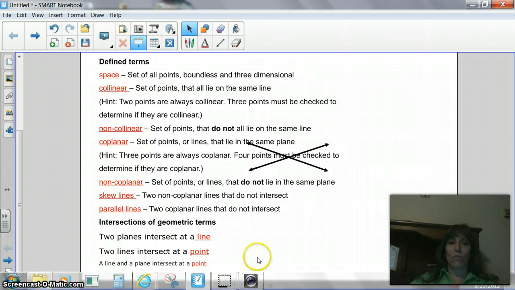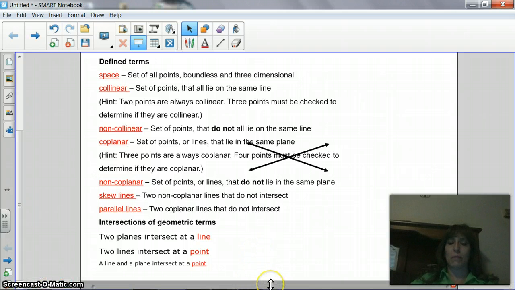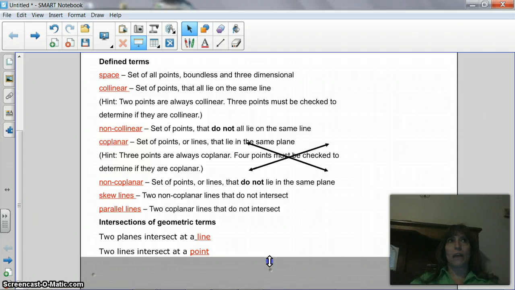The one thing I want you to remember and tell me about tomorrow is that the distance is always going to be positive.